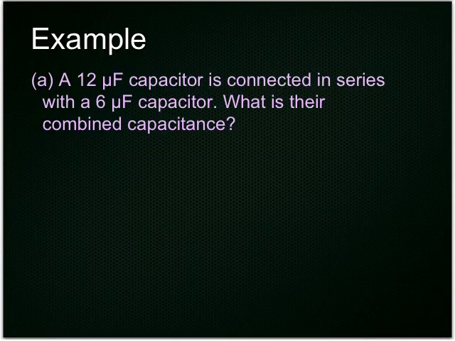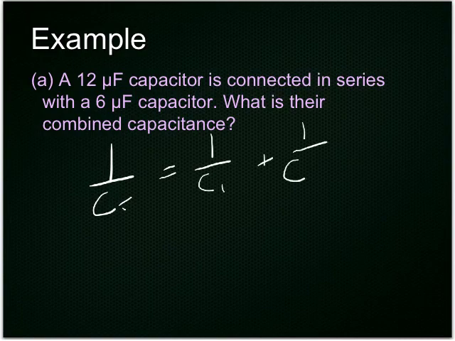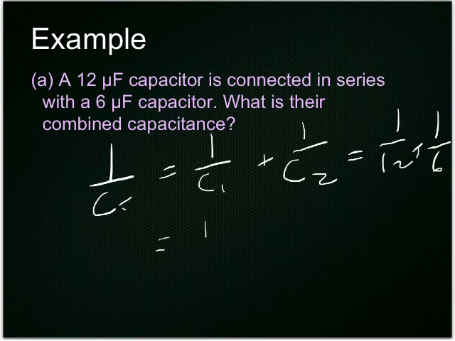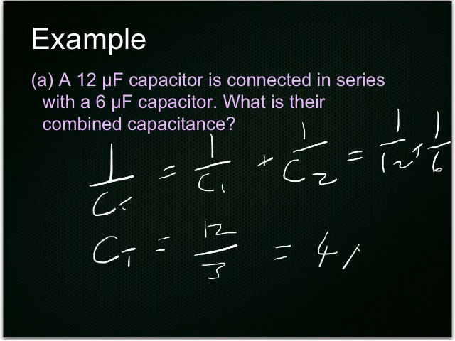So here we have an example of two capacitors in series. If we just work it out, 1 over C total equals 1 over C1 plus 1 over C2, so that equals 1 over 12 plus 1 over 6. So that equals 3 over 12, and if we flip both sides, that makes 4 microfarads.